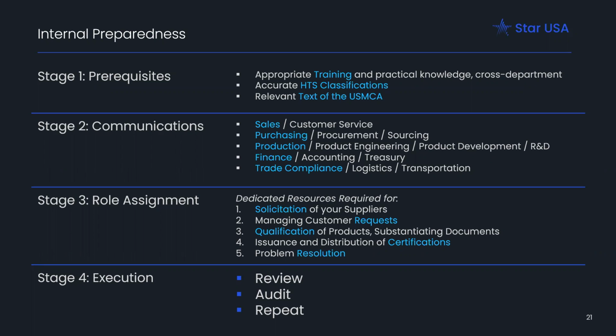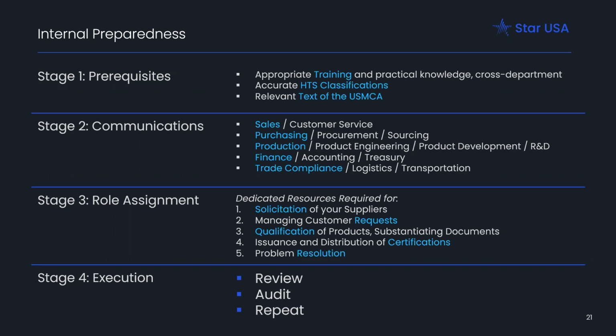Stage one is prerequisites. You need to have appropriate training and practical knowledge across your key departments, knowing what is supposed to happen, when it's supposed to happen, and how it gets done. You've got to have your HTS classifications. If you don't have good HTS, if you don't have a good methodology for your HTS, you're flying blind. And you've also got to know where to find the relevant text of the USMCA.